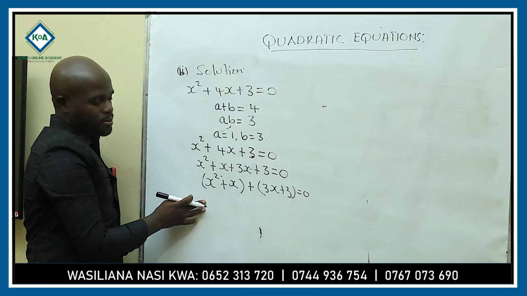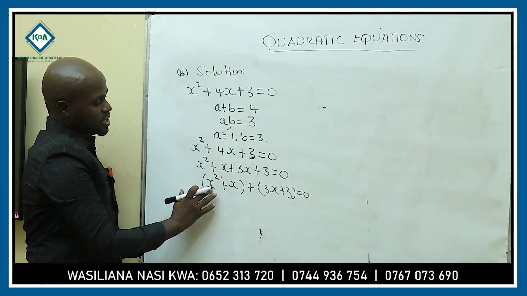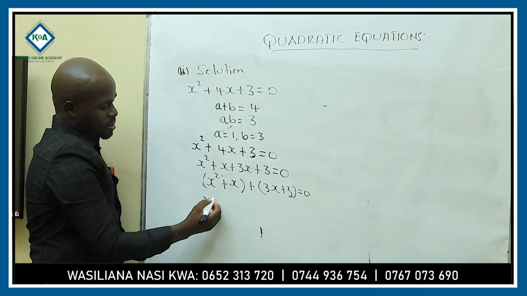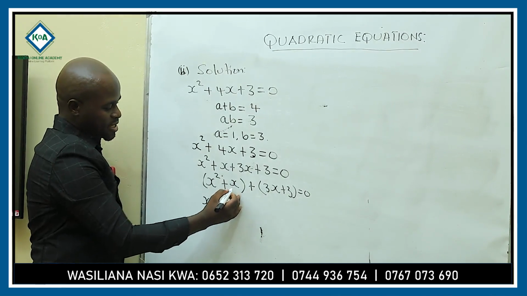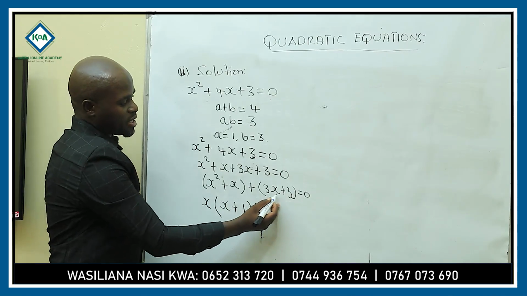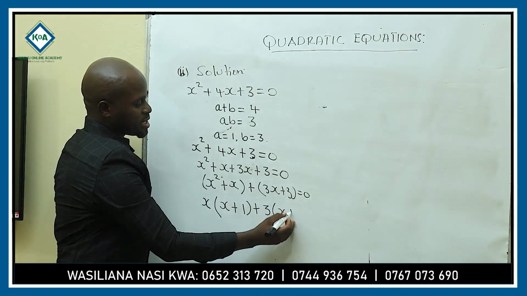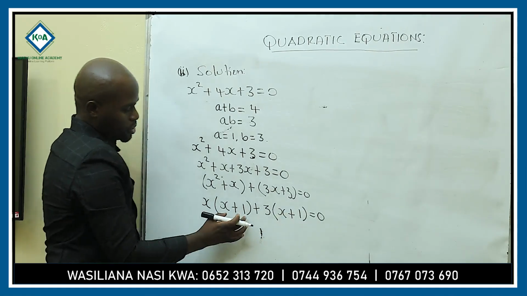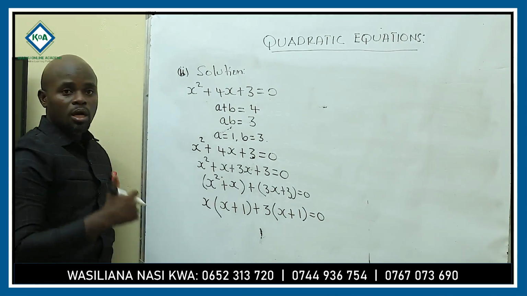After reaching this step, we observe the common factor in each group. So here is x squared plus x. The common factor here is x. So you give out x. If you give out x, here will remain x plus, this is x, but this x is out, so it will remain 1. Plus, here we have 3x plus 3. So the common factor is 3. What is left here is x plus 1. Now you see these numbers inside the bracket are the same. It means so far we are correct.